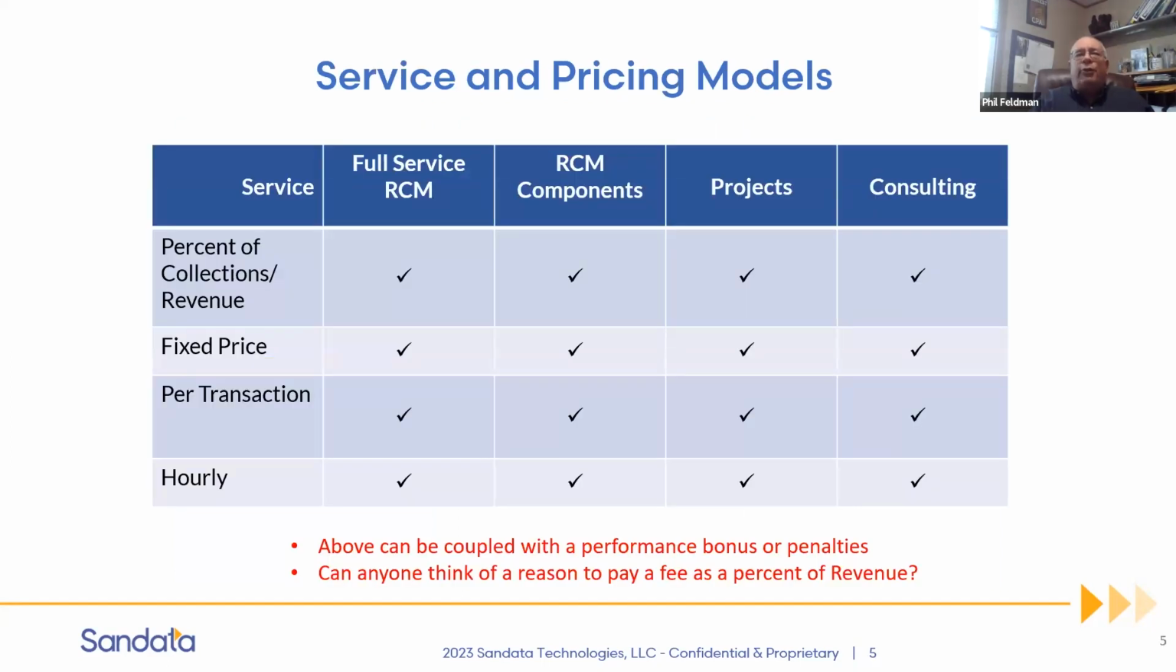So then we get to pricing. And the way I look at it is there are really four components of outsourcing. There's full service, which is everything from soup to nuts. There are components of the revenue cycle process. So it might be just getting your claims out the door to the payer. It might be just responding to denials.